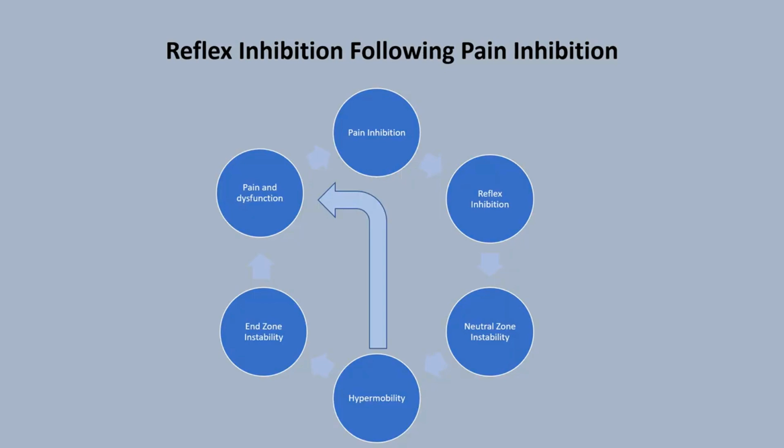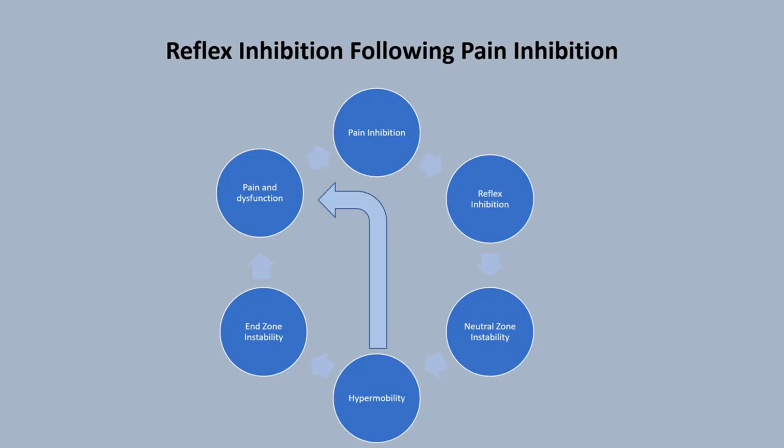This slide shows a process when reflex inhibition is initiated by pain inhibition from an injury, decreasing the range of motion, which, if it persists long enough, allows a chronically reduced proprioception to produce reflex inhibition, so that even when the pain is gone, the inhibition remains.